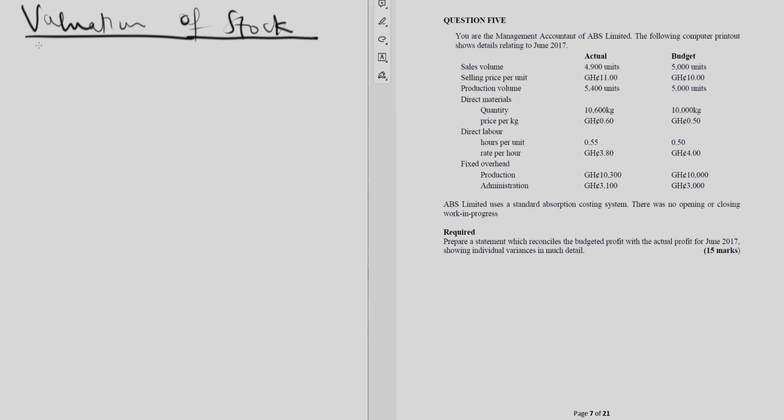So one thing that they usually do is that students are not aware of this. So when you are valuing your stock, you have to first look at the stock. Are you getting the stock movement? That's the first thing you do in any absorption or marginal costing scenario.